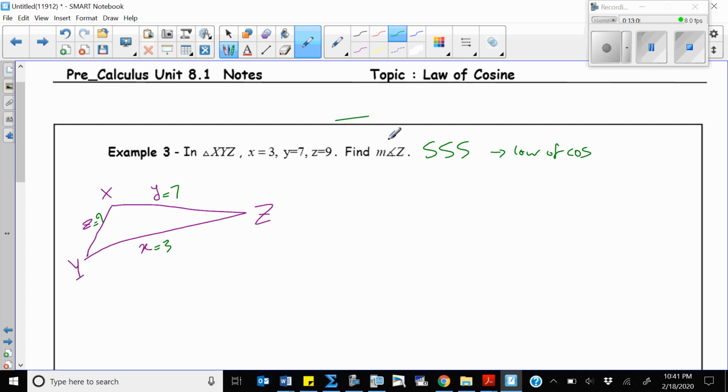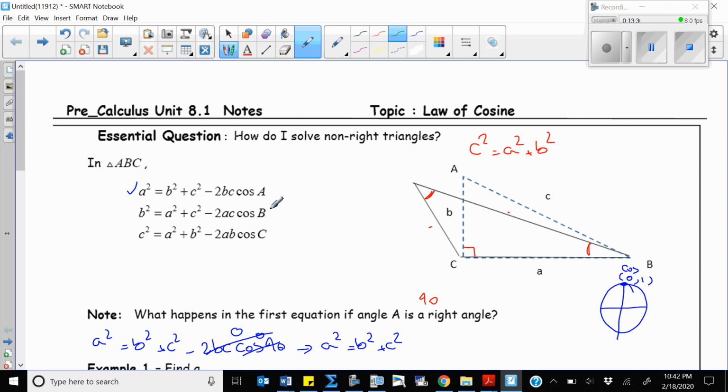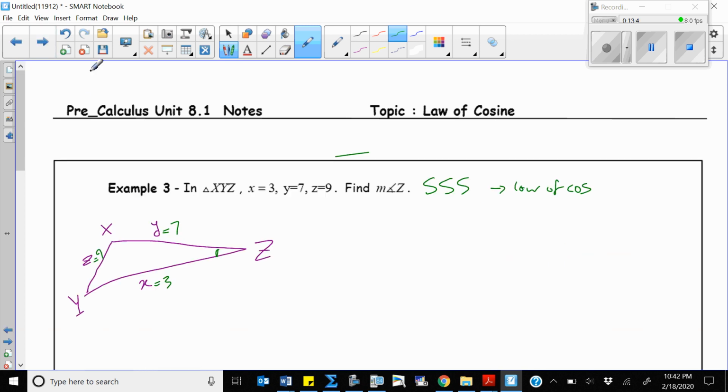We are trying to find angle Z here. This is what we're looking for. So we are going to use the law of cosines. Which one do I use? I need to use the formula in a way that angle Z is involved. We learned that if I have any angle on the right side, the side opposite that angle is used on the left side of the equation. So here I'm going to use the formula this way: z squared equals x squared plus y squared minus 2xy cosine of angle Z. You see, I have angle Z here and side z on the left side.